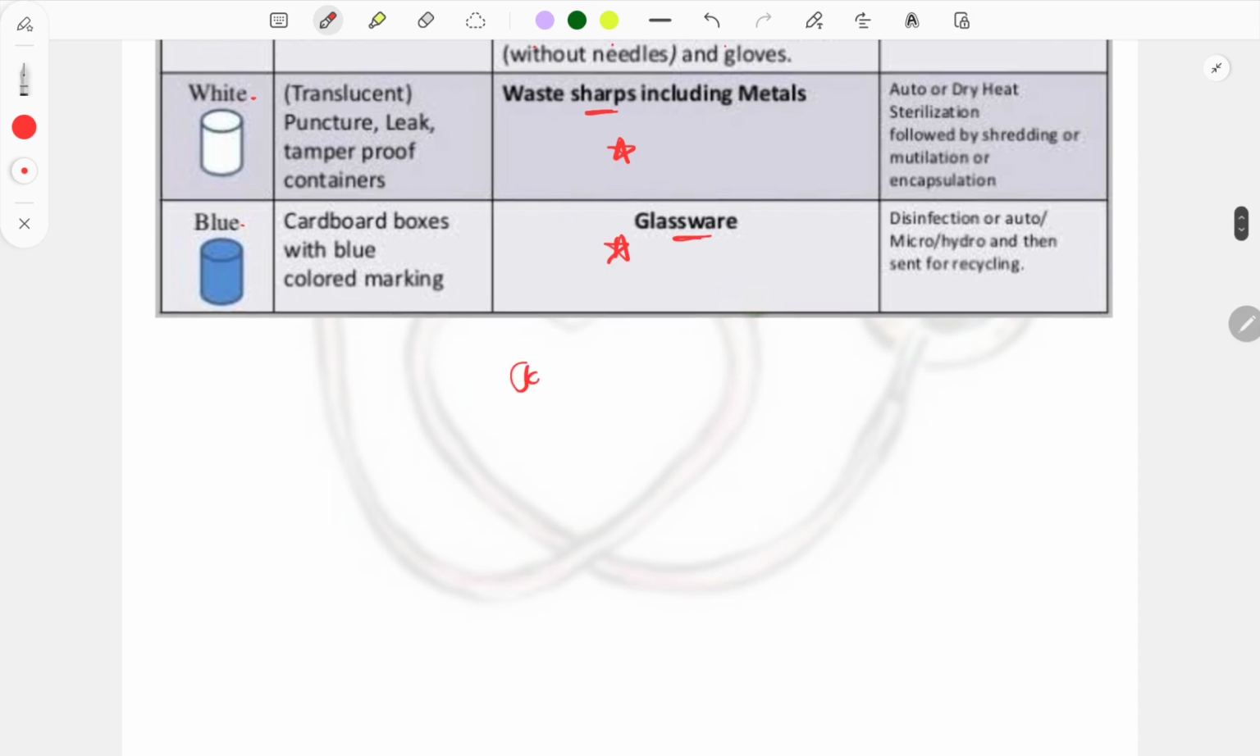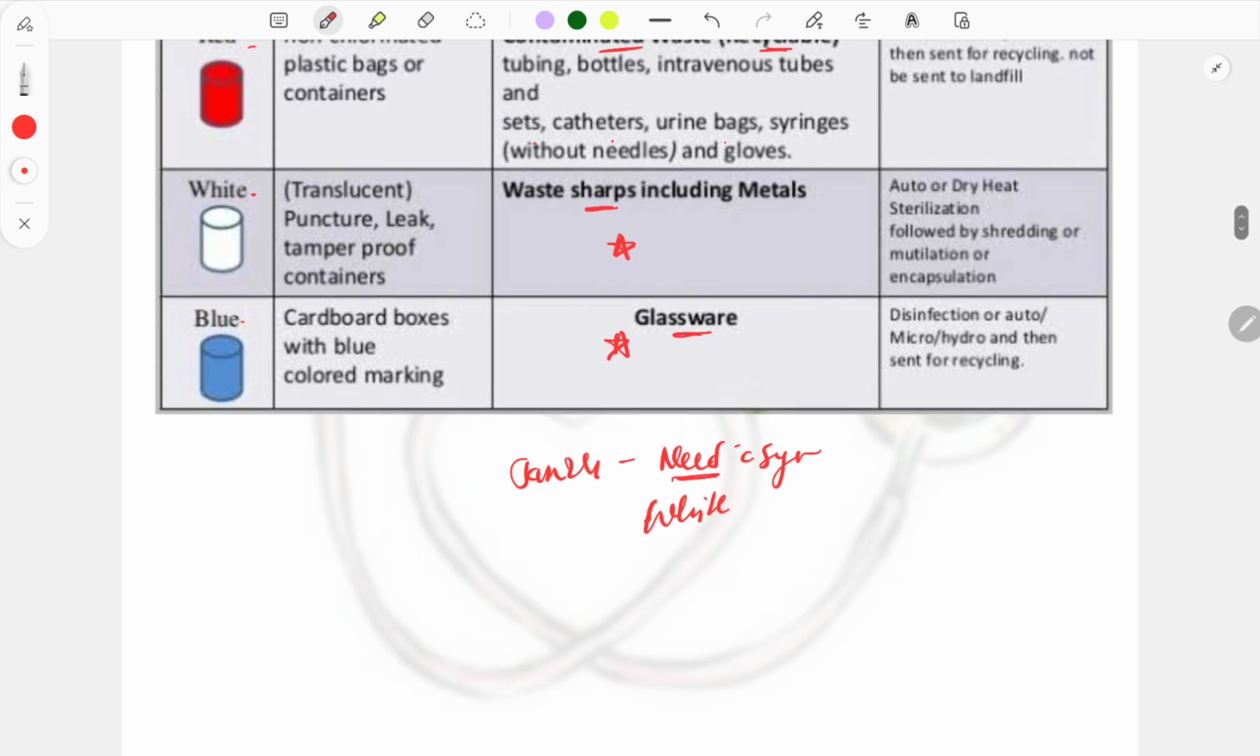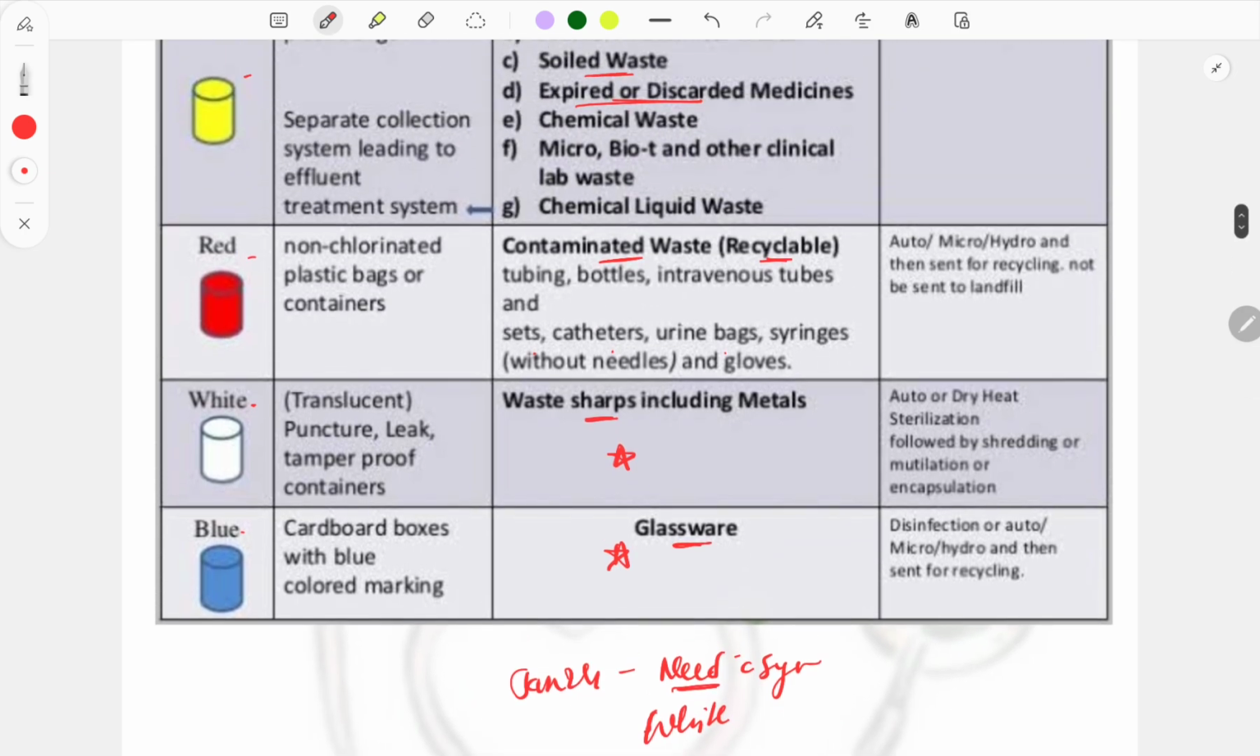And in the Jan 24, the question was that needle with syringe, in which bag will you be discarding it. So needle with syringe will be going into the white bag because it has a needle. Needle is sharp, okay, so sharp will be going into the white. But if they are asking only about the syringe, then syringe will go into the red bag.